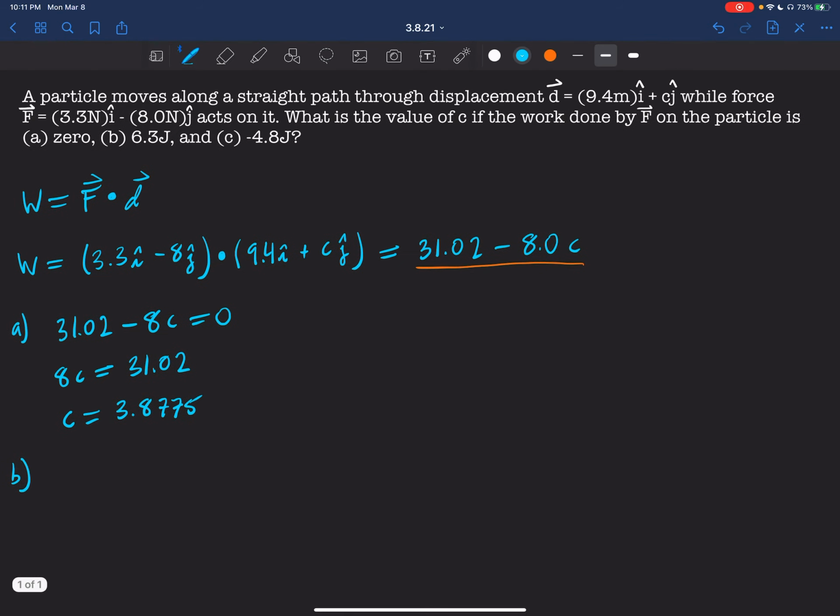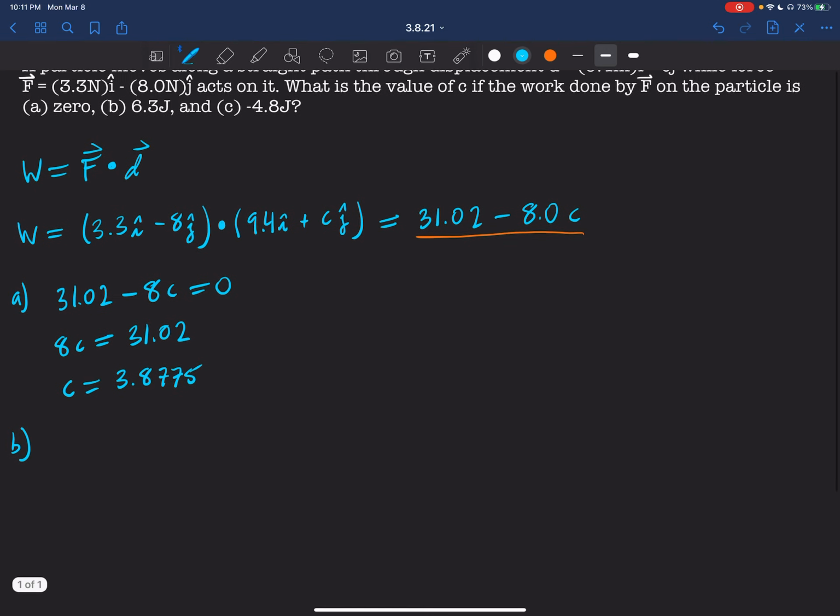For part B, it says, what if the work is 6.3 joules? So we'll just do the same thing. We'll write down our work expression, 31.02 minus 8C. This time we're going to set that equal to 6.3 joules.